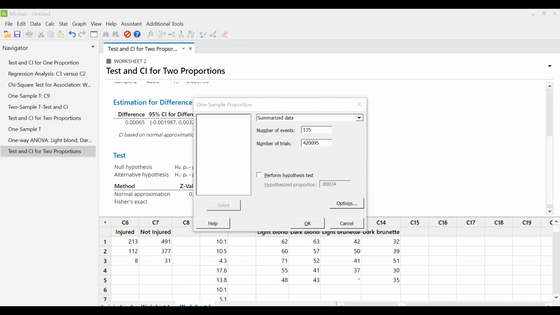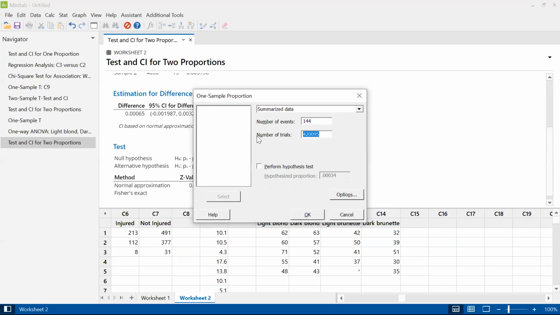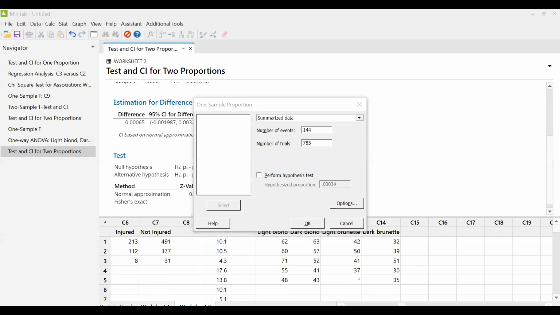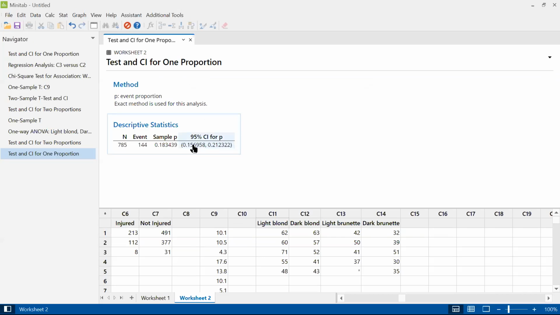And what did I say? 144 out of 785. 95% confidence interval. Let's see what we get. So there's our answer. Our 95% confidence interval is from 0.156958 up to 0.212322. So somewhere between 15 and 21%.